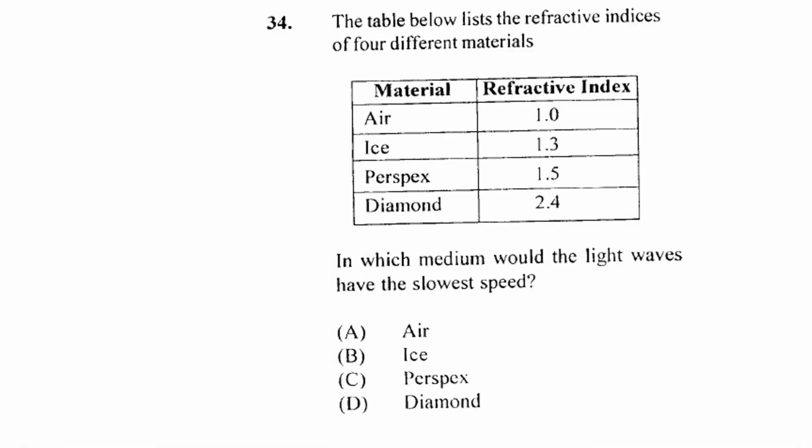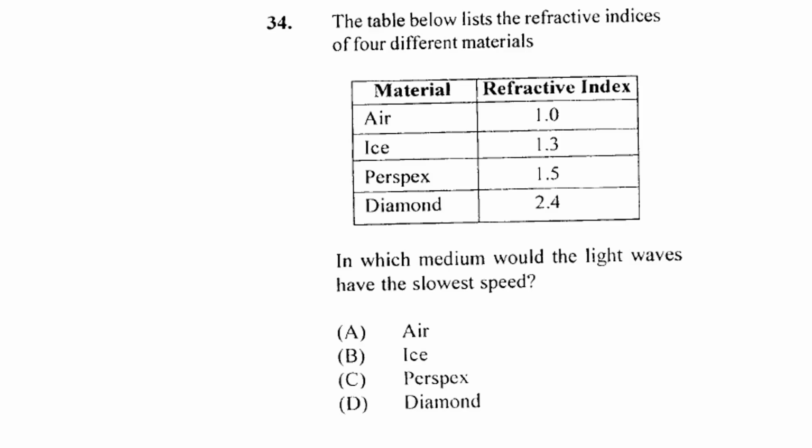Number 34. The table below lists the refractive indices of 4 different materials. Air, refractive index 1.0, ice 1.3, perspex 1.5, diamond 2.4. In which medium would the light waves have the slowest speed?